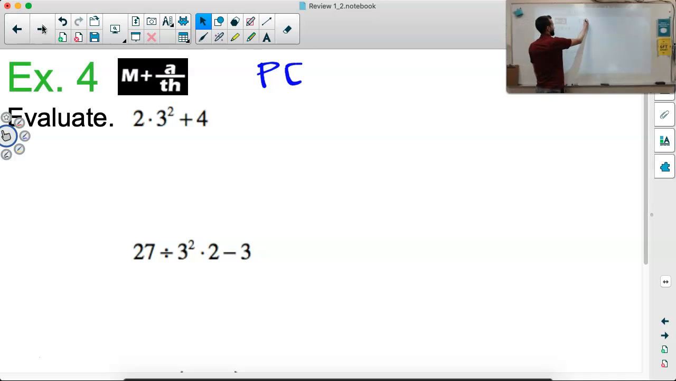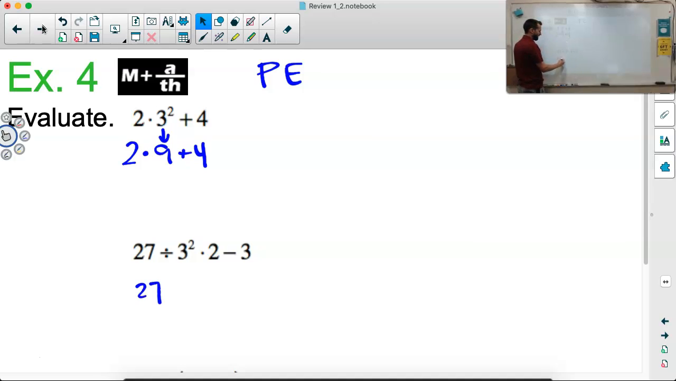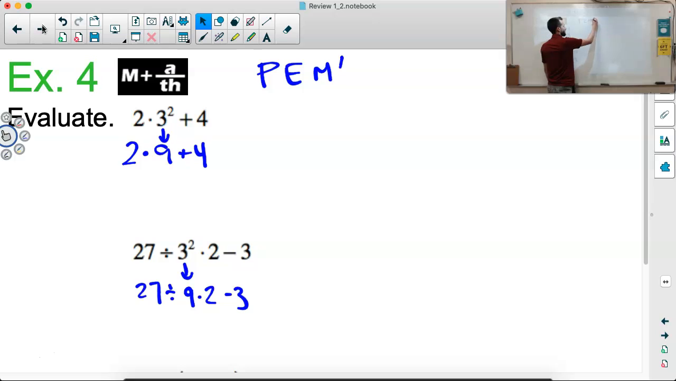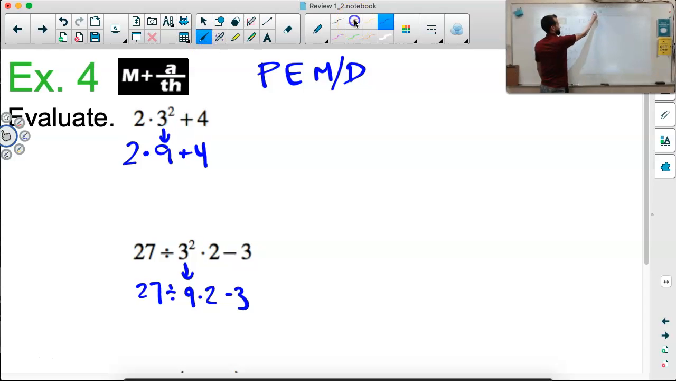So we move to exponents. Okay? So I'm going to rewrite this, but what I'm going to do is change this 3 squared to 9 plus 4. So there's no more exponents now. We could do the same thing down here. 27 divided by 9 times 2 minus 3. Then you do multiplication, division, and we do that from left to right. So 2 times 9 would be the next thing we would do here.